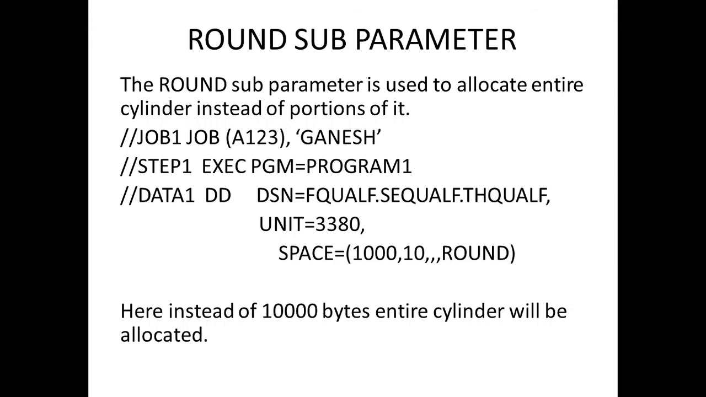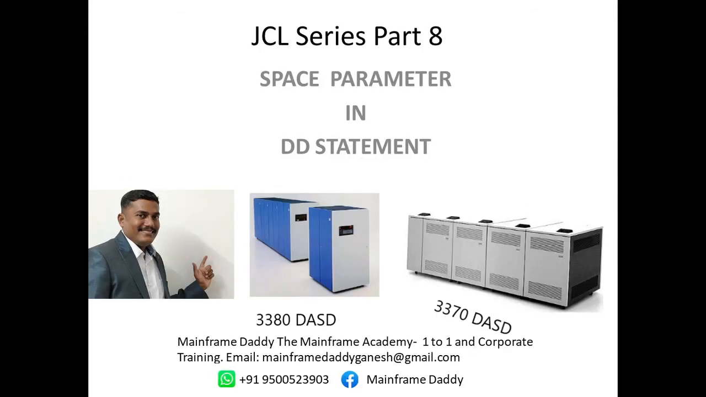And round subparameter. So round subparameter is used to allocate entire cylinder instead of portions of it. So the round subparameter will provide the entire cylinders. So here 10 blocks of 1000 bytes are requested in this example. So total of 10,000 bytes is requested for this data set. So here we have mentioned round. So if round is specified in the JCL, an entire cylinder will be allocated to the data set. So this is about the round subparameter.